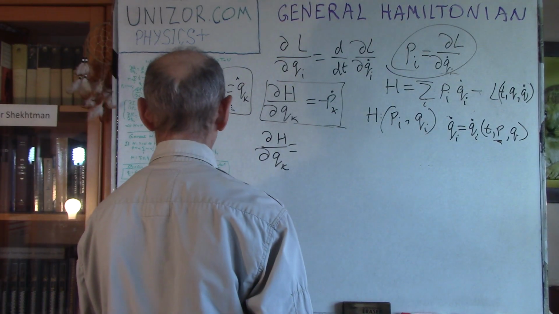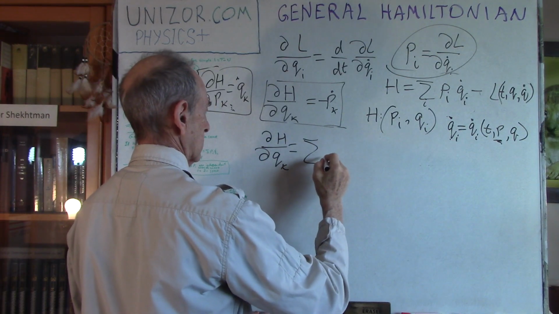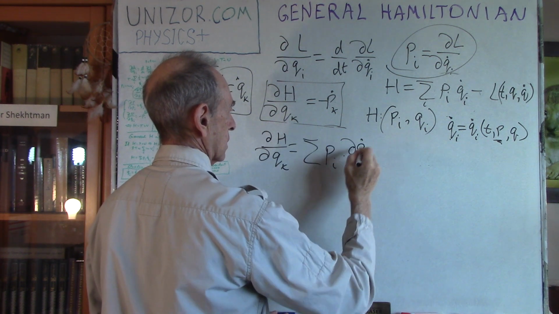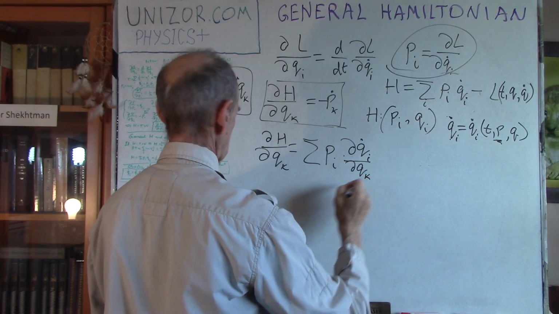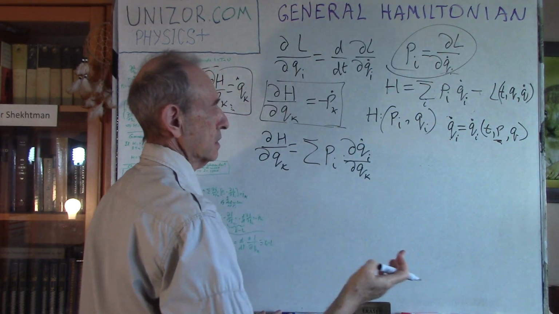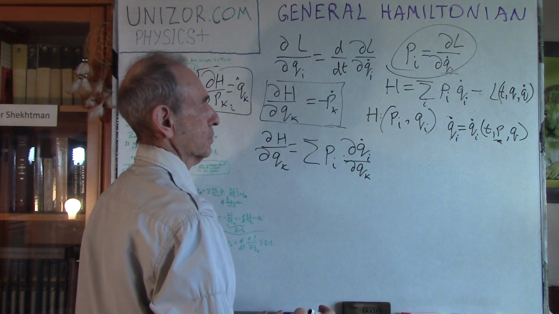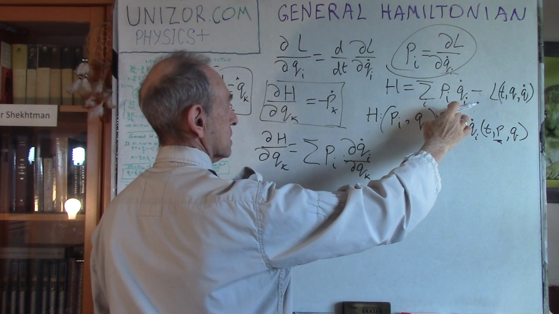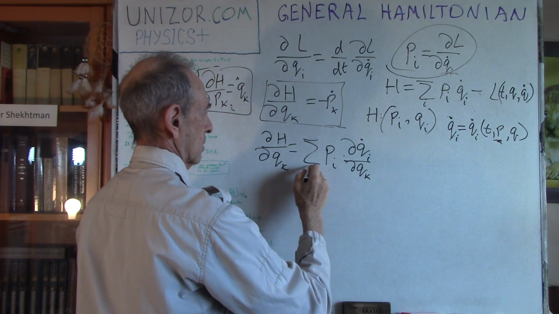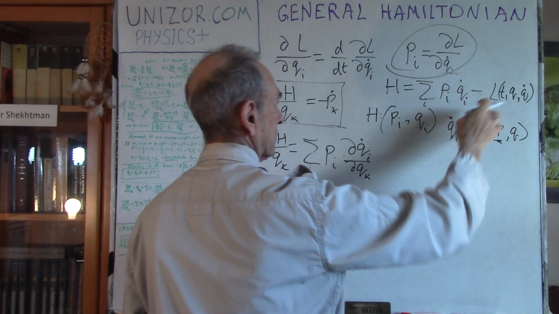All right. So it would be sum pi times dqi dot by dqk. All right. So p is independent of q, so it's just a constant multiplier. So all the dependency on qk is here, and that's why each one of them should be like this, sum by i.